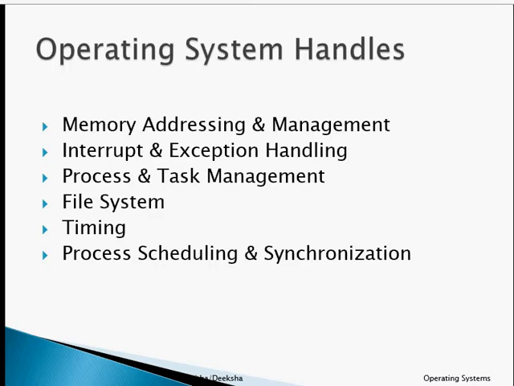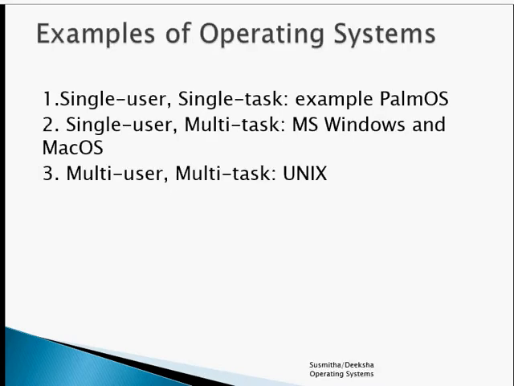Let's see the examples of operating systems. The three major types are single user single task, the example is Palm operating system; single user multitask, that is Microsoft Windows and Mac operating systems. Coming to multi-user multitask, the example is Unix.